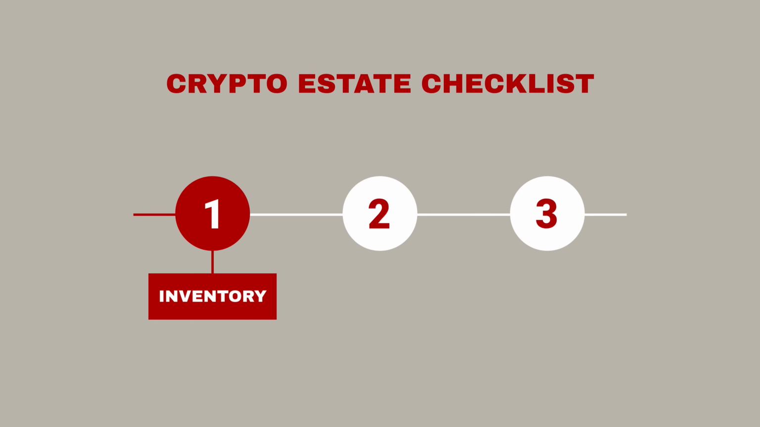So let's start with step number 1, inventory. This is defining everything you own. But here's the thing, it expands beyond just what crypto you own. If you miss anything in this section, it can ruin the entire plan. There's also one thing you don't want to include that could put your crypto at risk. So here's everything you need to include in your inventory.